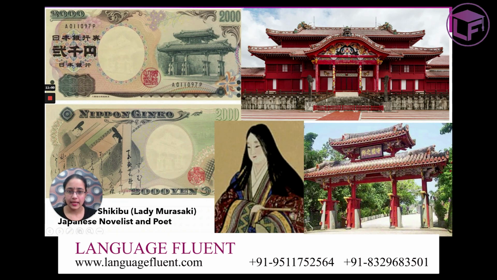So this is basically like the gate to this particular castle, and this has become a big monumental or historic attraction in this particular prefecture, which is the Okinawa prefecture. And on the other side, we can see Murasaki Shikibu. She was a Japanese novelist and a poet, and she lived long back, like 970 to 1013. So that was in that century.